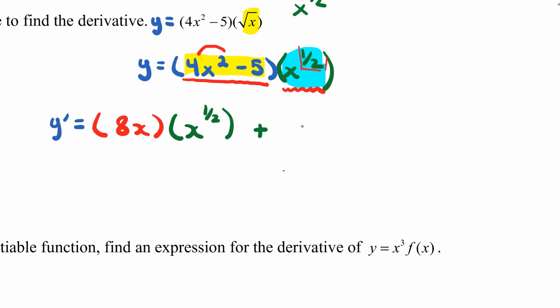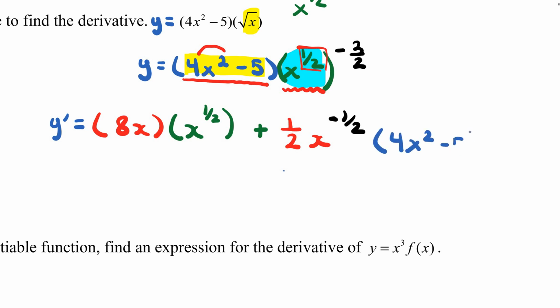Well, there's a 1/2 here, right? So the 1/2 goes in front, the x remains, and then you subtract 1 from the power. So that's the same thing as minusing 2 over 2. So 1 minus 2 will be negative 1 over 2. And then we multiply this by the first term, which is 4x squared minus 5. Now this is a correct answer here, but if you want, you can change all the powers back into radicals.